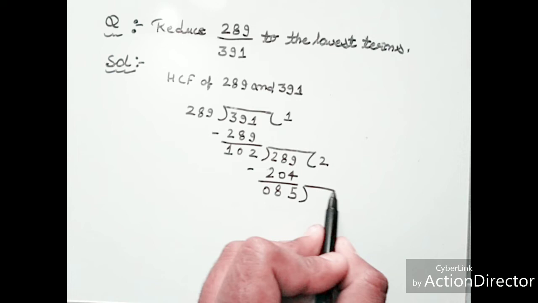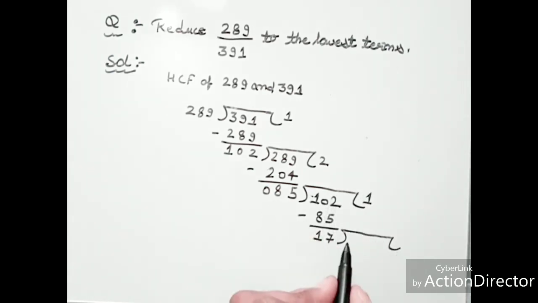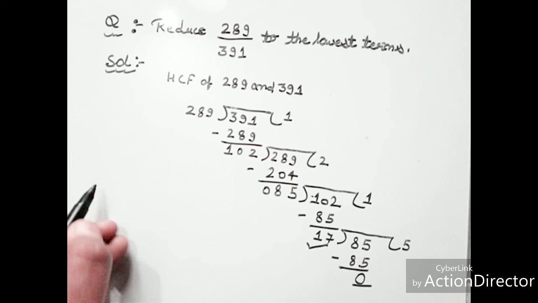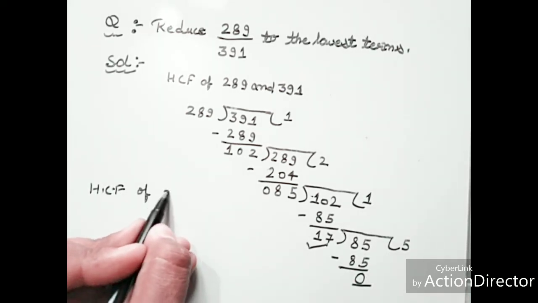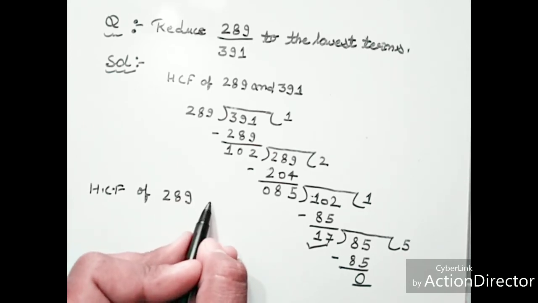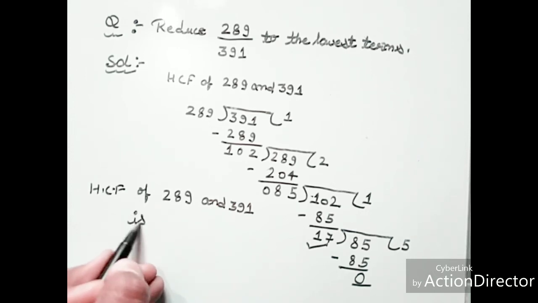Now 85 divides 102. Now we divide 85 by 17. So 17 5s are 85. So here 17 is the HCF of these both numbers. HCF of 289 and 391 is 17.